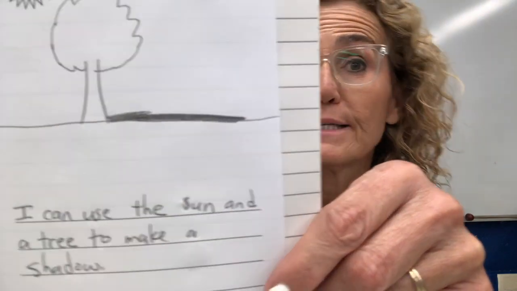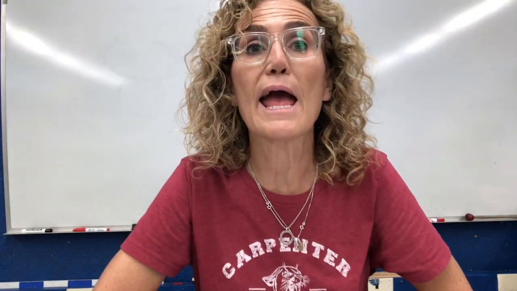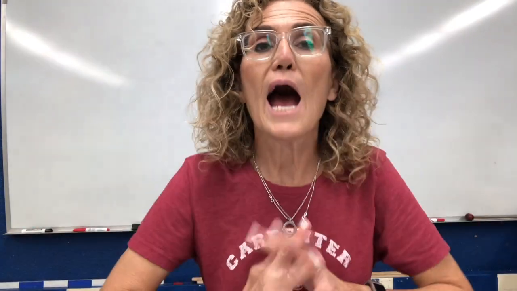Now, you don't have to say tree. You could say, I can use the sun and a stick. I can use the sun and my hand. I can use the sun and a toy to make a shadow. You write what you want to do, how you want to make your shadow.